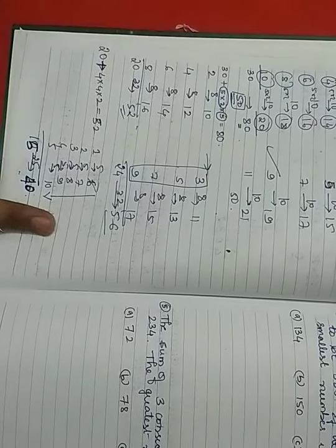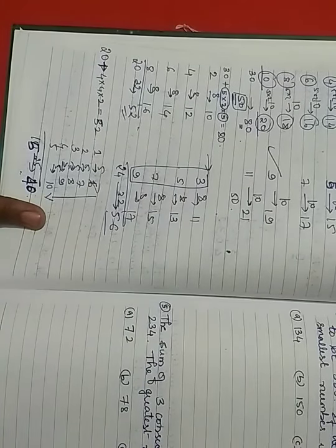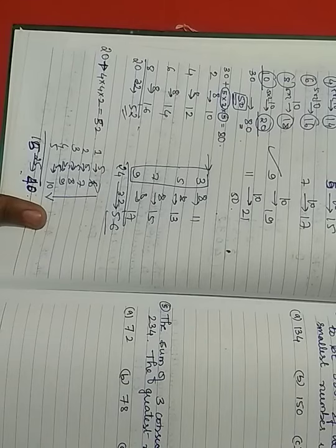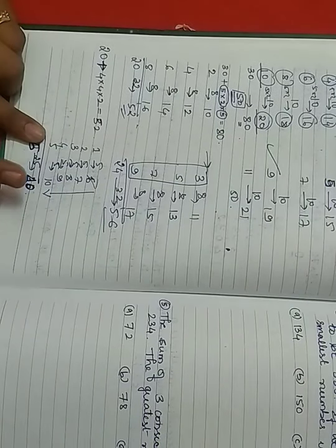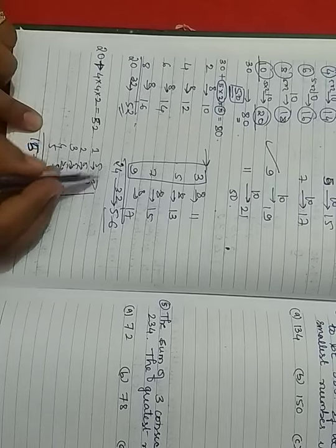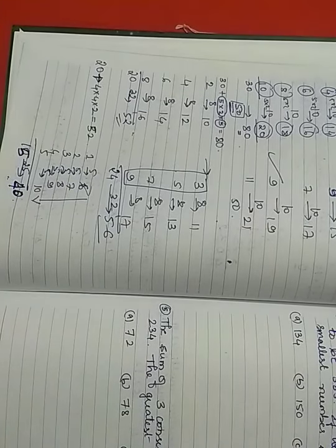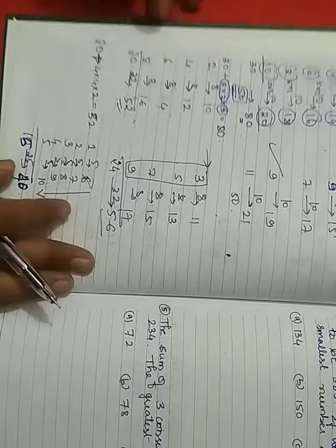The difference should be multiplied by the number of consecutive numbers. If they ask for simply consecutive numbers, you need not multiply anything here. Just add the difference to the given sum. Okay.